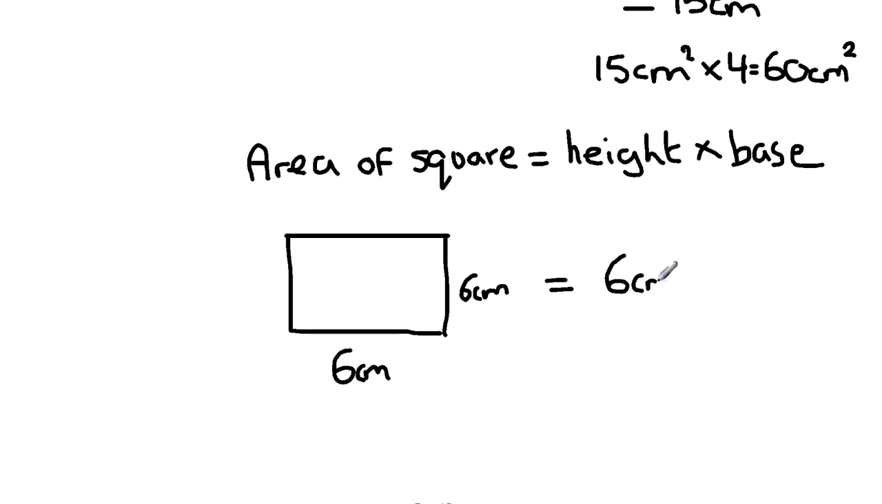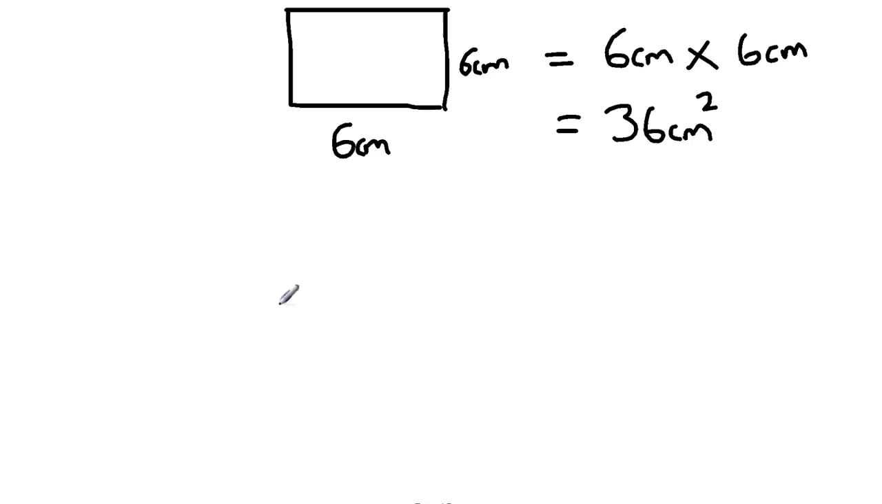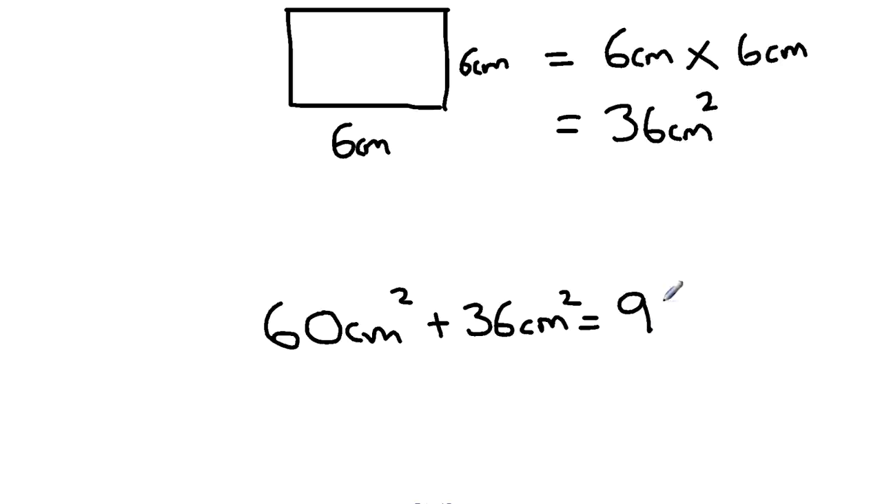6 centimeters times 6 centimeters equals 36 centimeters squared. I'm now going to add the total surface areas together. So it is 60 centimeters squared plus 36 centimeters squared equals 96 centimeters squared. Therefore, the total surface area of the pyramid is 96 centimeters squared. So that's our final answer.